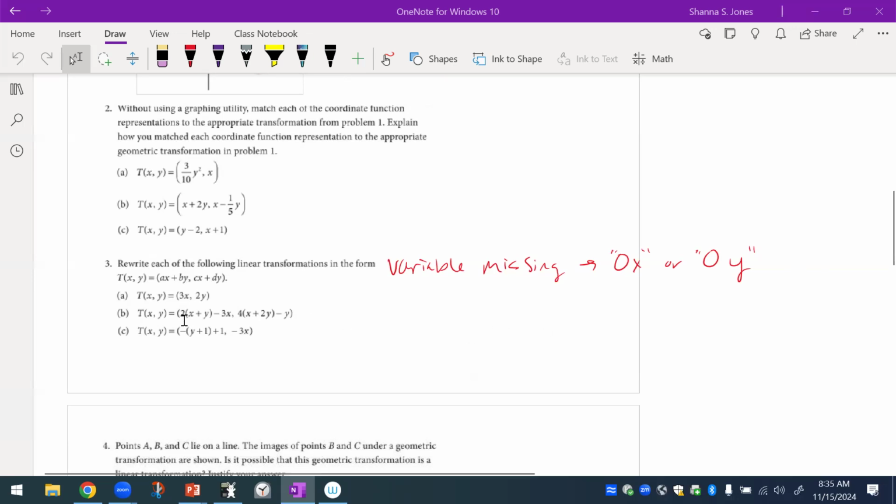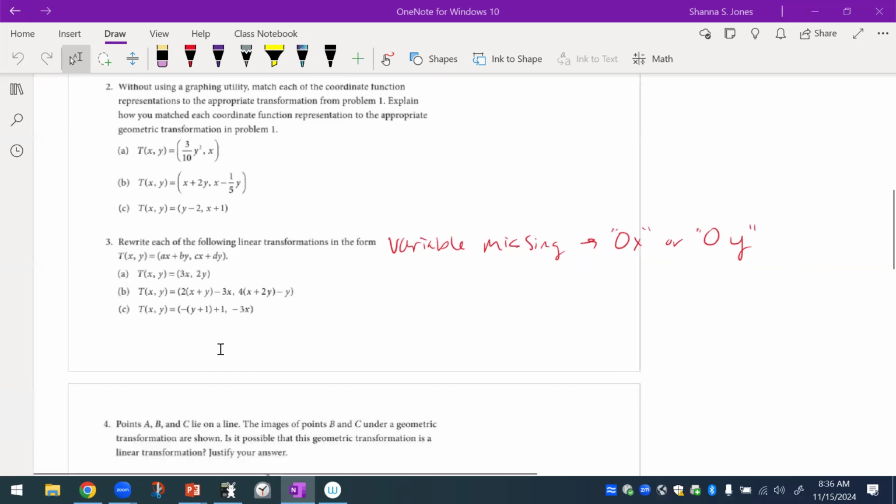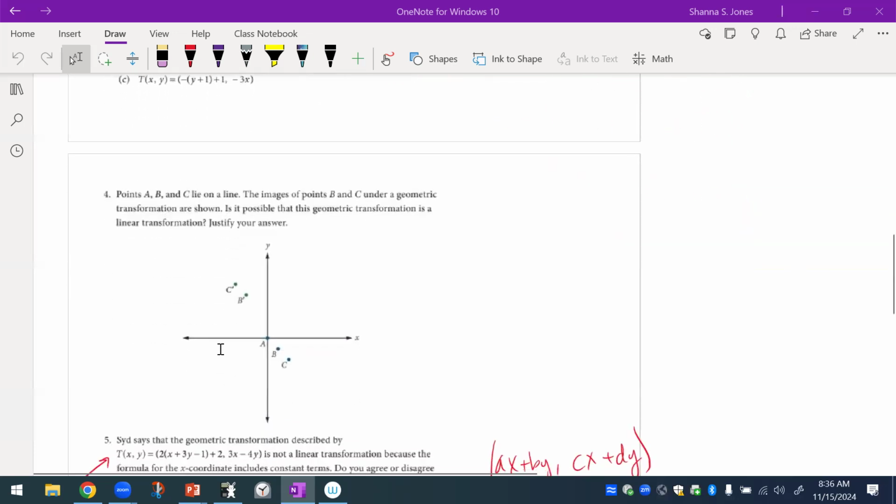On B, before I can do anything, I have to distribute and combine like terms and then go from there to write it in the correct form. And the same thing for C, I would have to distribute and combine like terms in order to write it in the correct form. So that goes along with your 4B.1 part 3.